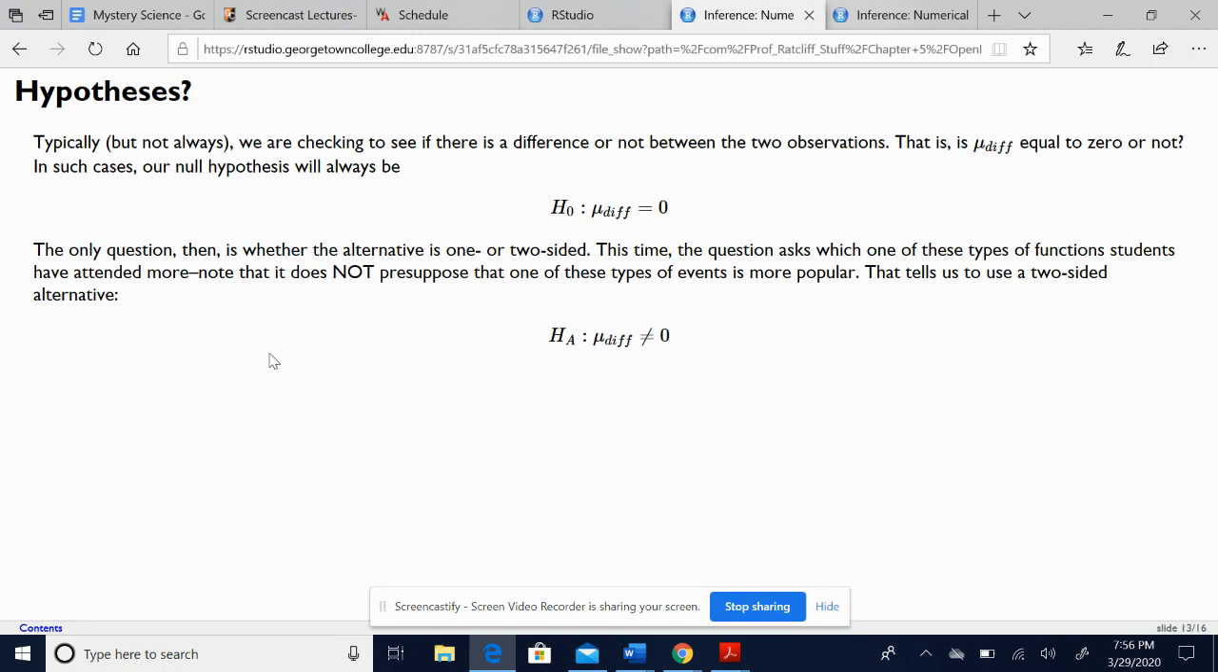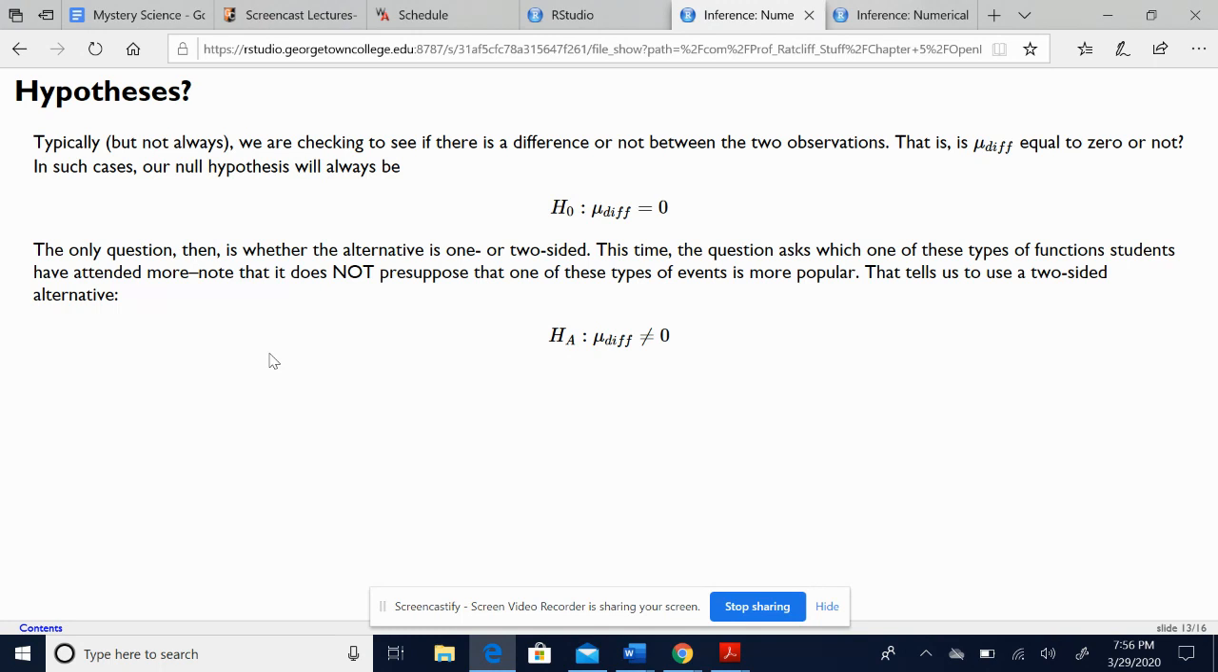What about writing hypotheses? Typically, but not always, we're checking to see if there is a difference or not a difference between the two observations. Think about the logical claims when we ask ourselves, have they seen more? Is mu diff equal to 0 or not? In such cases, our null hypothesis will always be mu diff equals 0. The null will assume there is no difference between those two things.